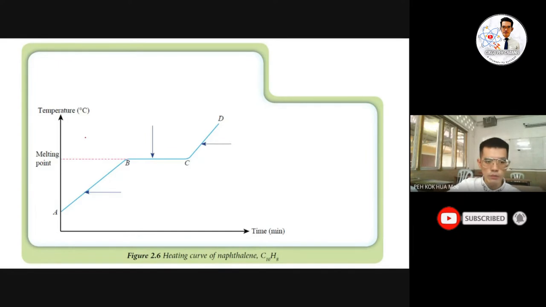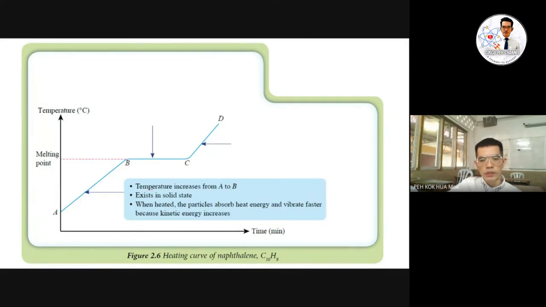After the experiment, you are expected to get a graph like this. From the curve A to B, you can see the temperature increases and it is in the solid state. When heated, the particles absorb heat energy and vibrate faster, so the kinetic energy increases. Temperature actually measures the average kinetic energy of the particles. At point A, which starts at 60 degrees Celsius, when we provide more heat to the naphthalene, the temperature will increase and increase.